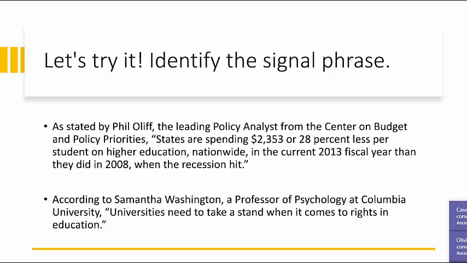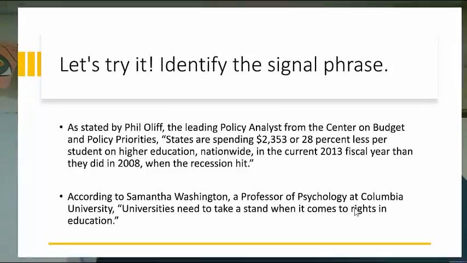Good. All the answers that I'm seeing in the chat look correct. Pretty much everything before the quote is the signal phrase, right? It's not just the person's name, it is also their job description, all the way up to and including the comma technically. That's all the signal phrase. Very, very good. So it's not just according to Samantha, it's according to Samantha, this professor, and so on. All of that is part of the signal phrase.